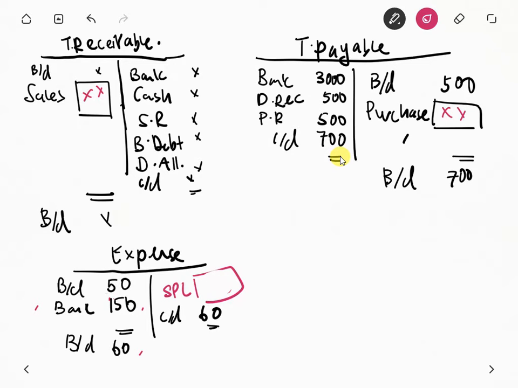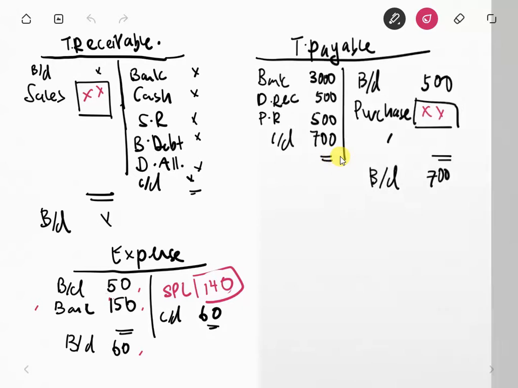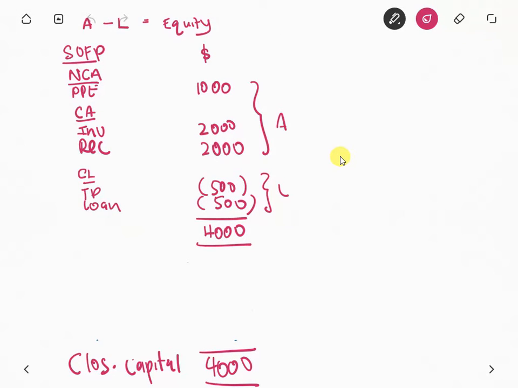How much is this? Given, given, given. You have to find the missing figure. Amount charged to P&L expenses 140. You can also be given opening accrual, closing accrual, liability. Understand? But for this tutorial, to find the missing figure, we need this.